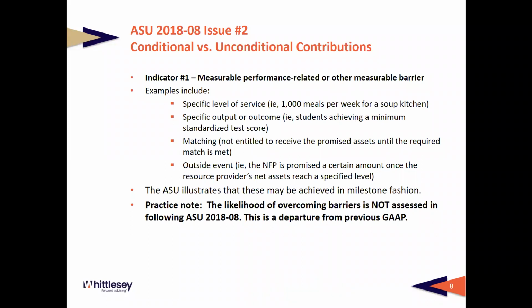Matching, as I had mentioned before, that's the traditional example. The nonprofit is not entitled to receive the promised funds until the required match is met. Another indicator could be an outside event. For example, the nonprofit is promised a certain amount of funds once the resource provider's net assets reach a specified level. The ASU has some examples that indicate these barriers can also be achieved in a milestone fashion, meaning you could recognize revenue over time as these outcomes are achieved.